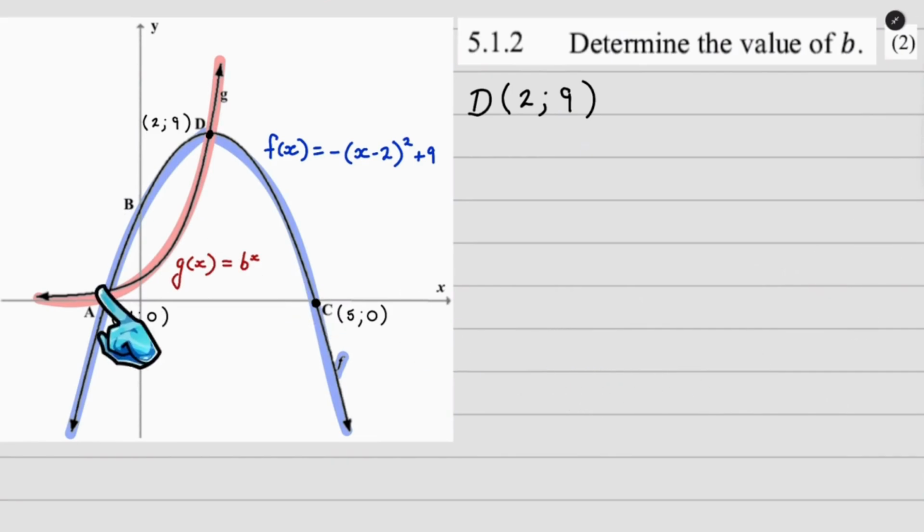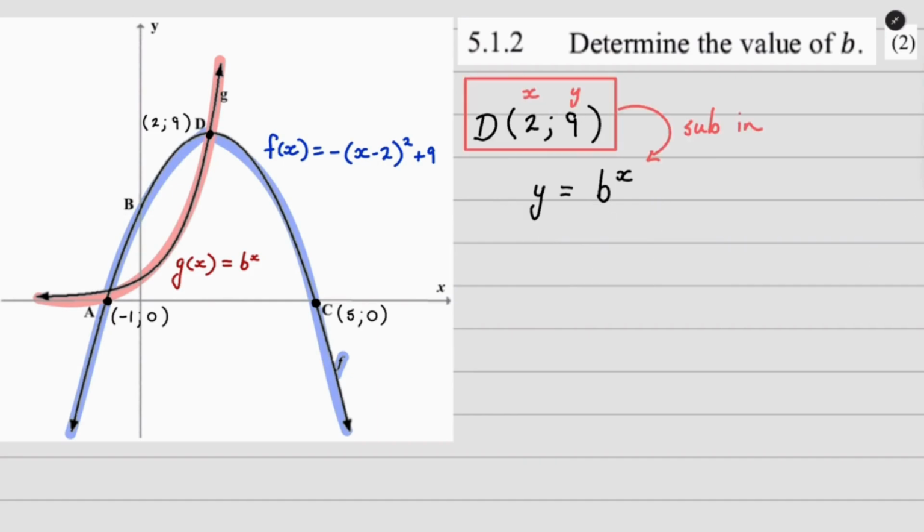And now that I've got a point on the red graph, I can just sub that into this thing and solve for b. So I'm going to grab this equation. Remember, g of x is a fancy placeholder for y. And then the first number in the coordinates is the x value. The second number is the y value. So this 9 will go into y's place, and this 2 will go into x's place.